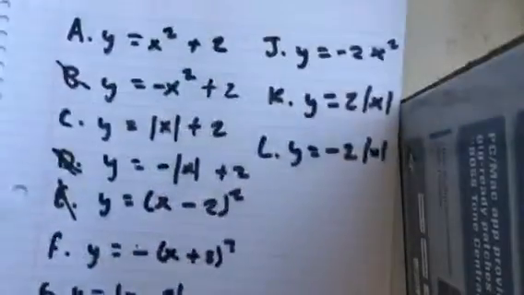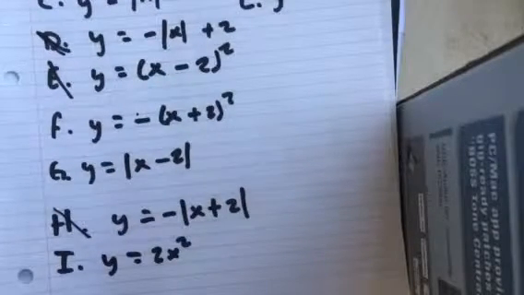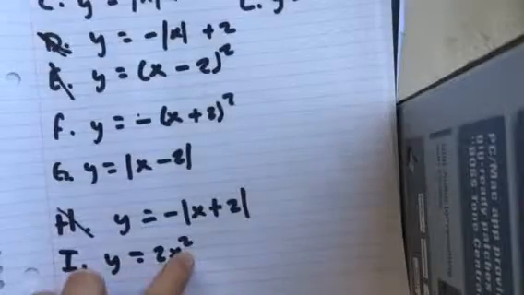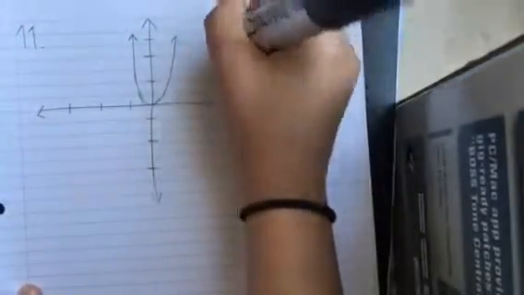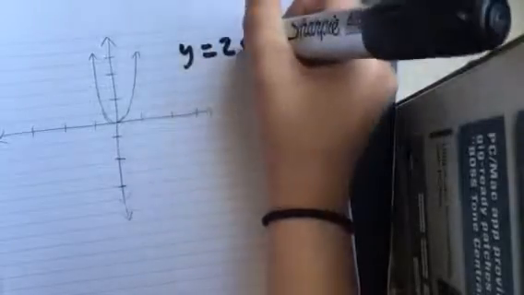For 11, it is at the origin, and it is a positive parabola. So it would be y equals x squared. But as you can see, it's not even. So we're going to look at this, and the only possible answer would be y equals 2x squared. So it's I. It is y equals 2 times x squared.